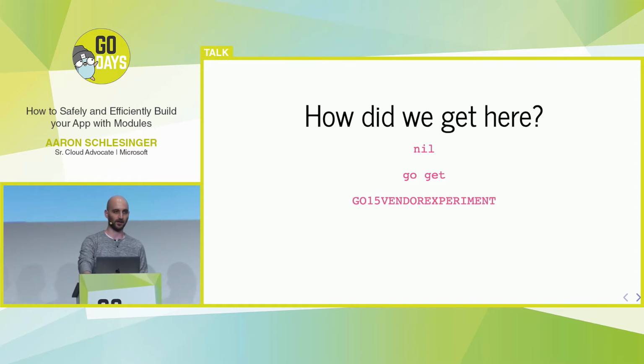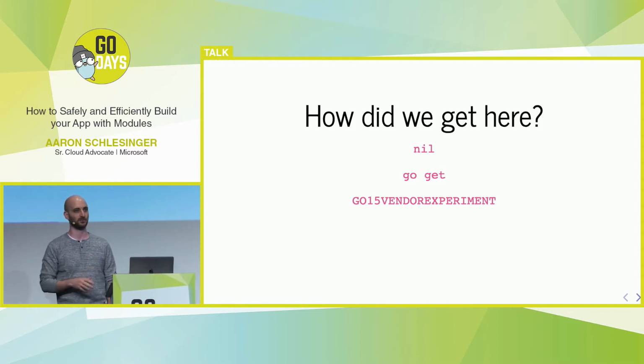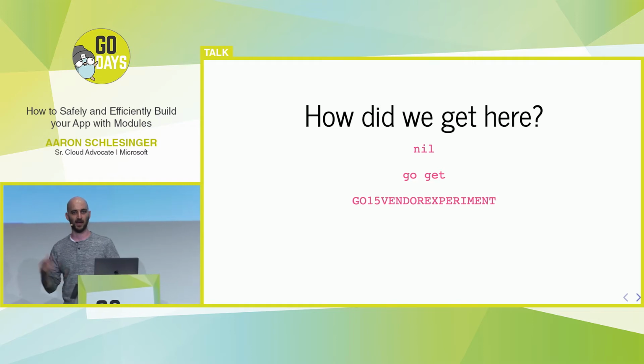So GoGet would download code into a global destination on your machine. And we still see some of that behavior today, even with modules, and we'll show that. But it was brought up that, well, sometimes an app A would need package version X, and app B would need the same package, but version Y.